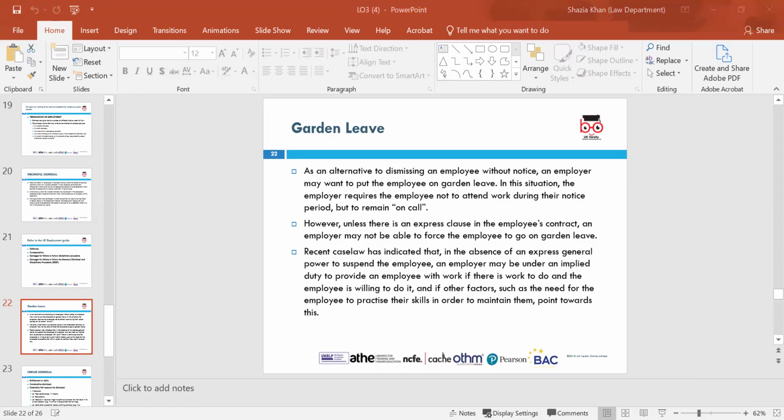Garden leave. Garden leave is the practice whereby an employee leaving a job, having resigned or otherwise had their employment terminated, is instructed to stay away from work during the notice period while remaining on the payroll. Sometimes the primary reason for giving garden leave is to safeguard against possible detrimental actions or behaviour that the employee might indulge in during their notice period. It's an alternative way of dismissing an employee.